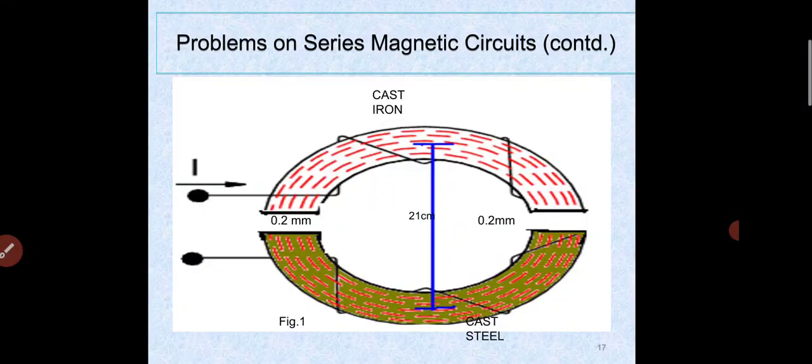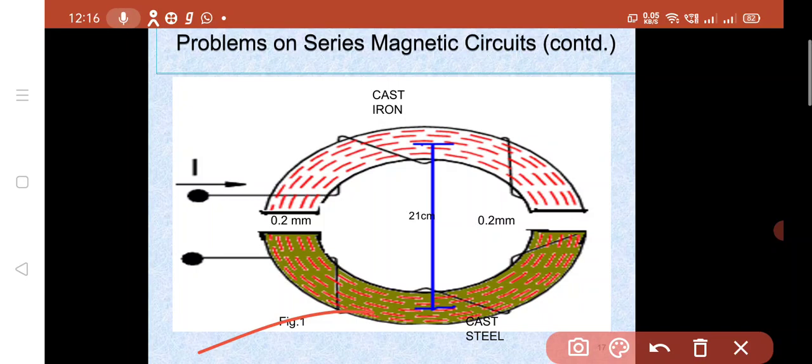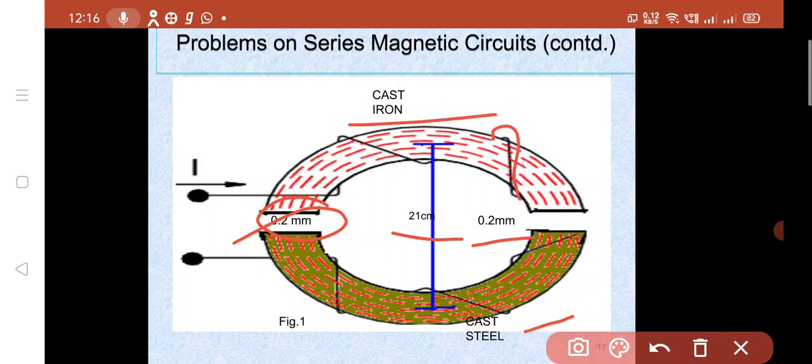So this is the series circuit. This is the cast iron, this is the cast steel. The air gap is 0.2 mm, and the length is 21 centimeters. This is the cast steel, this is the cast iron, this is the number of turns, and this is the air gap.